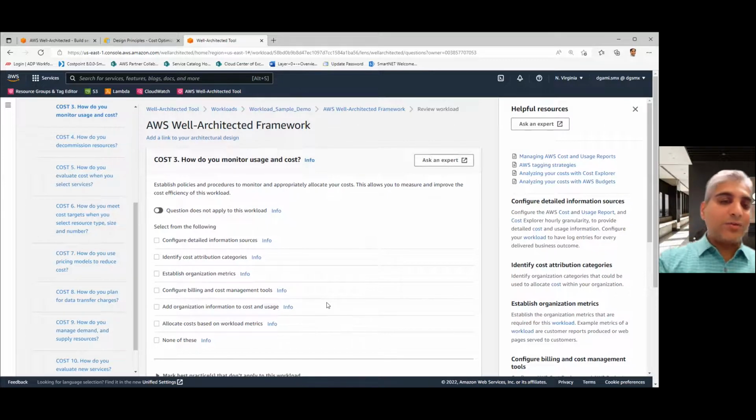So that's what this final thing is talking about, where you can perform different ways or different models to make sure that you're tying back your workload level information to how cost is being allocated.